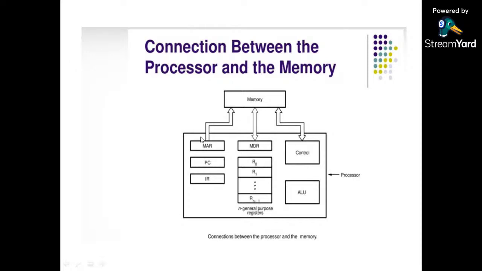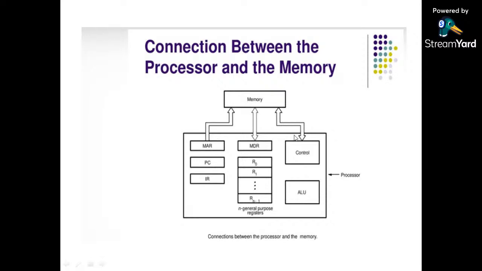As you can see, MAR is connected to the memory through a unidirectional arrow. What does this specify? This specifies that the processor generates the address, and that address is specified to the memory through this address bus. So memory cannot generate its own address. Address is always generated by the processor and specified to the memory. Therefore MAR is connected to the memory through a unidirectional arrow, and the direction is from processor to the memory.